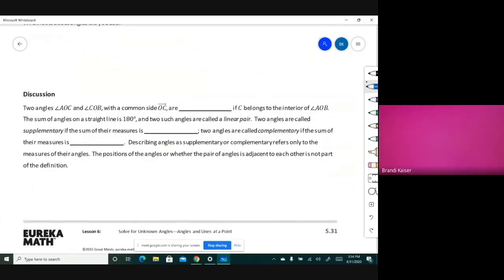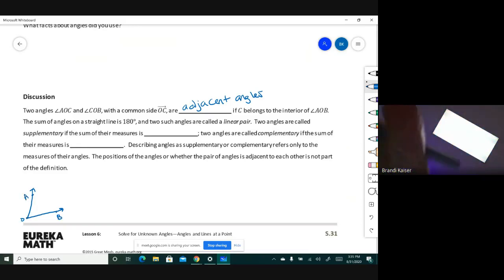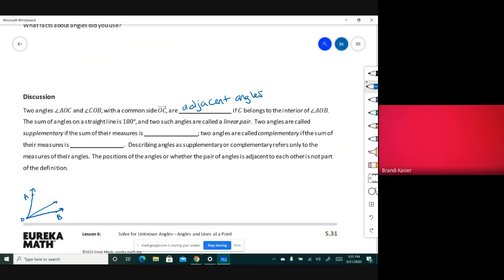For the first part of this discussion, it says two angles, angle AOC and angle COB, with common side OC, are adjacent angles if C belongs to the interior of angle AOB. So basically, in this scenario, they have an angle they call AOB, and if there is a ray C somewhere on the inside, these two angles, since they are next to each other, are adjacent.